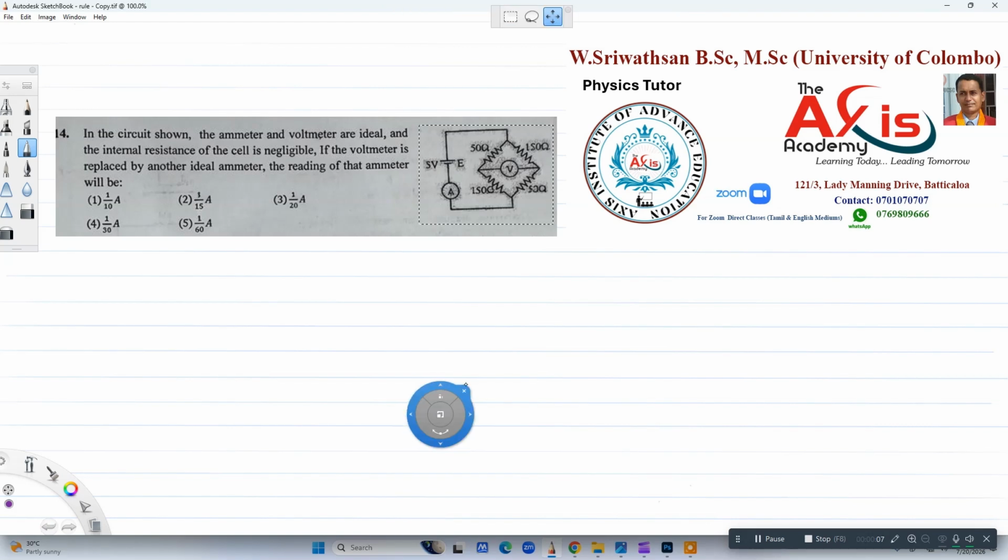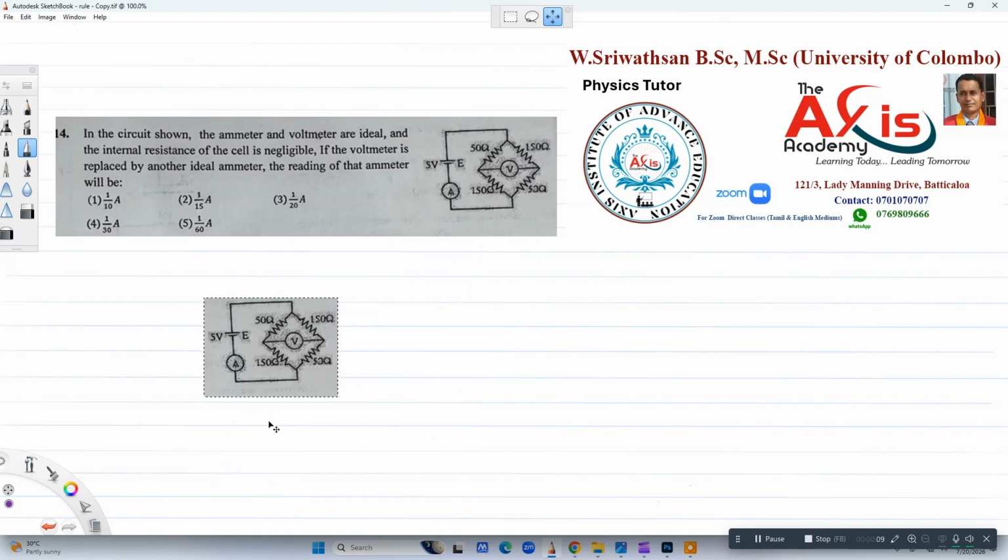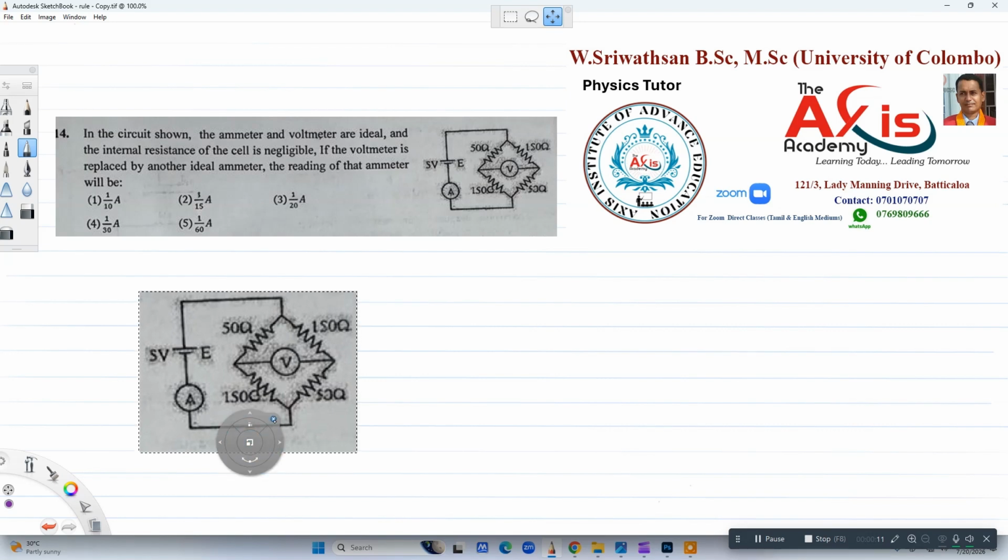Need to read the question carefully, right? Then we can easily answer this. So this is actually 50 ohm. This is 50 ohm. The diagram is not clear. Like that, this is 150. This is also 150. This is also 50 ohm.